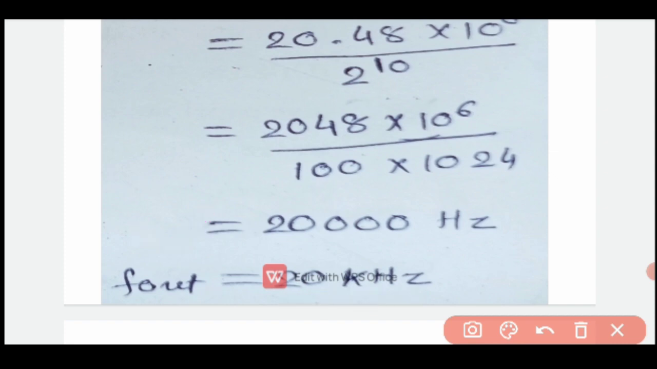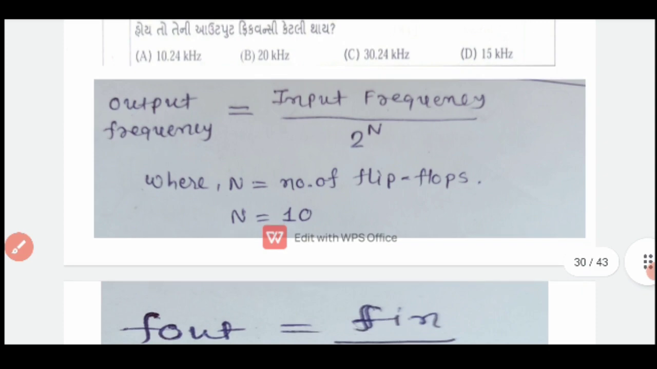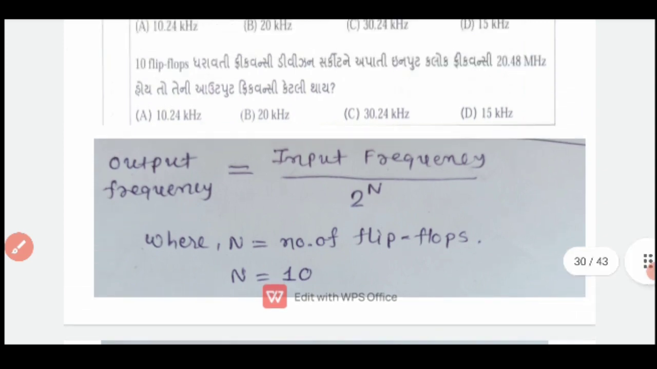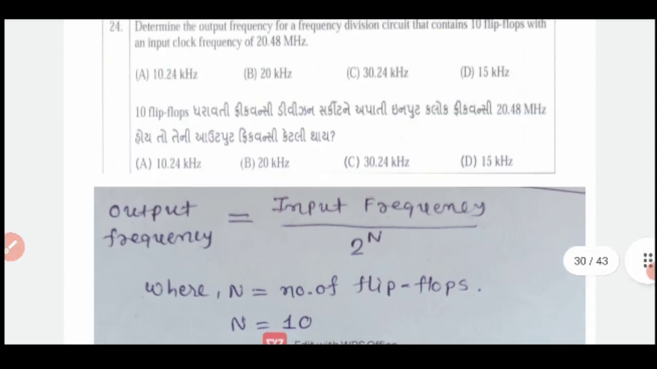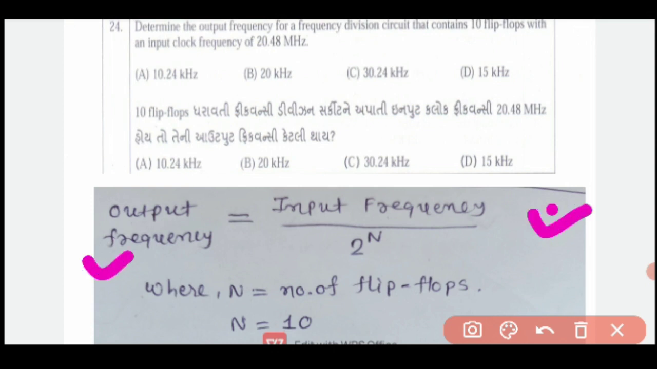By using this formula, you can find the output frequency if the input frequency is given. If the output frequency is given in the equation, then you can easily find the input frequency by using this formula.